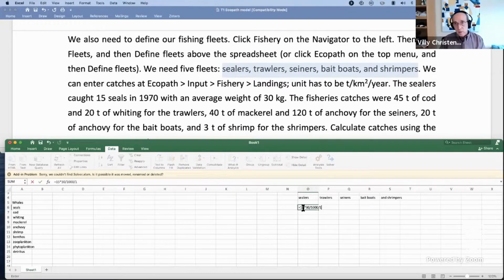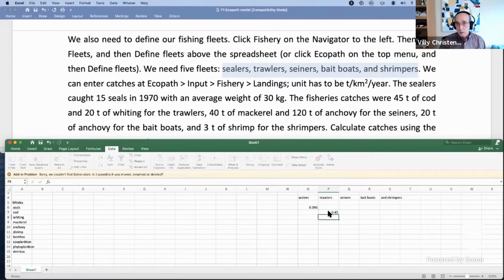The area is 100 square kilometers. So we divide it by 100 and we get a number. Next, fishery catches were 35 tons of cod. That's the trawler. So we're going to find cod here. And I'm going to put equals 45. And again, divided by 100.